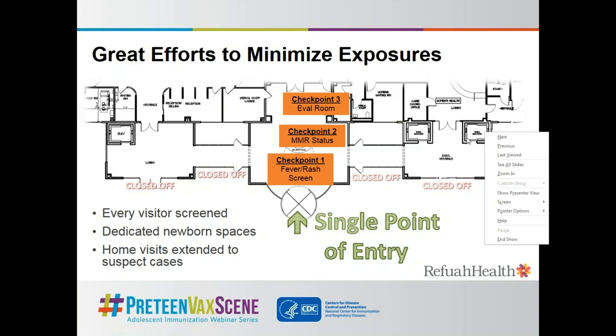And here's where we're going to discuss a little bit of the great efforts that were put into place to minimize the exposure. At our main site, we instituted a single point of entry. Checkpoint one, as every patient entered, they were screened for fever. And if they did not pass that screen and or exhibited a rash, they were sent to checkpoint two. Checkpoint two, they were able to ascertain their MMR status. If they did not pass checkpoint one and two, they were then brought to checkpoint three, where they were evaluated as a possible suspect case for measles.